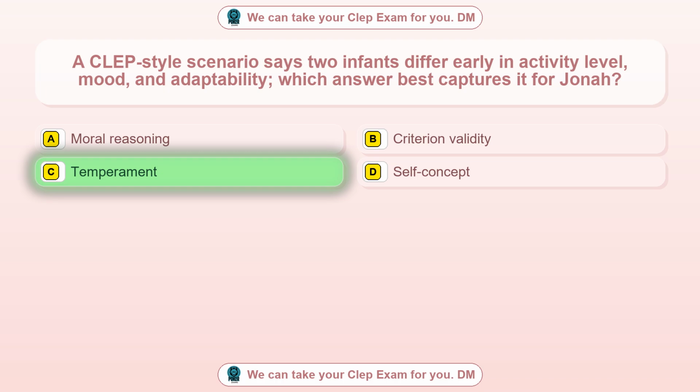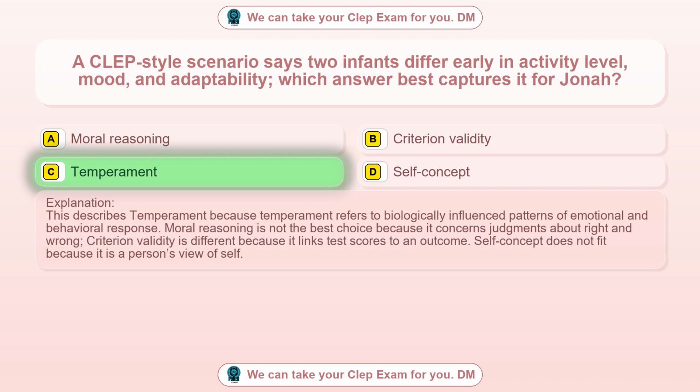Temperament. This describes temperament because temperament refers to biologically influenced patterns of emotional and behavioral response. Moral reasoning is not the best choice because it concerns judgments about right and wrong. Criterion validity is different because it links test scores to an outcome. Self-concept does not fit because it is a person's view of self.